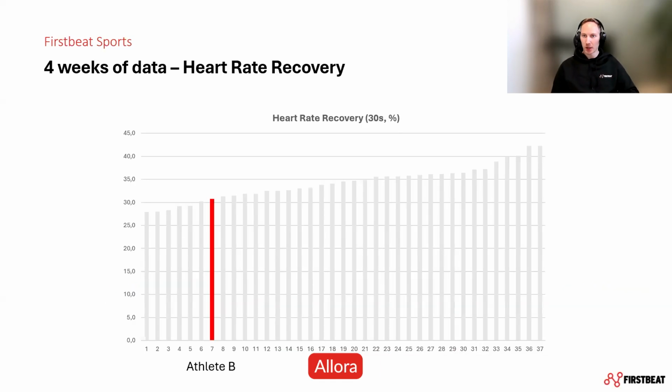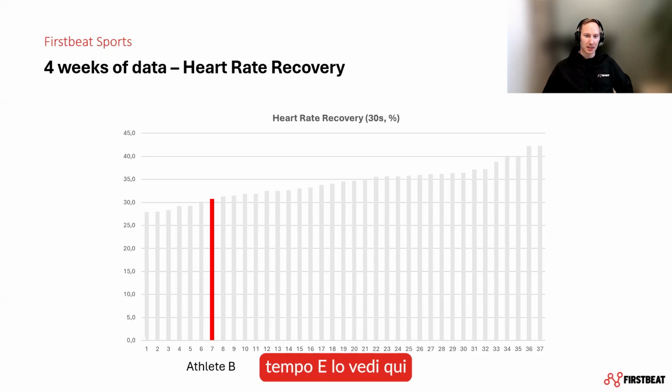Then the coach dug even deeper. Here we have 4 weeks of data for heart rate recovery, and he took the max value for heart rate recovery during that time period. And you see that athlete B is in place 7, so the 7th worst heart rate recovery of the team. So he's somewhere in the worst 20% of the team.